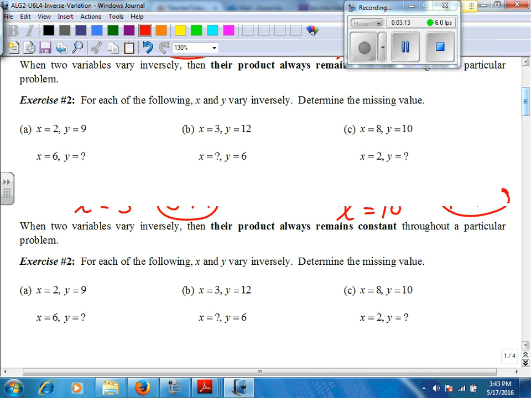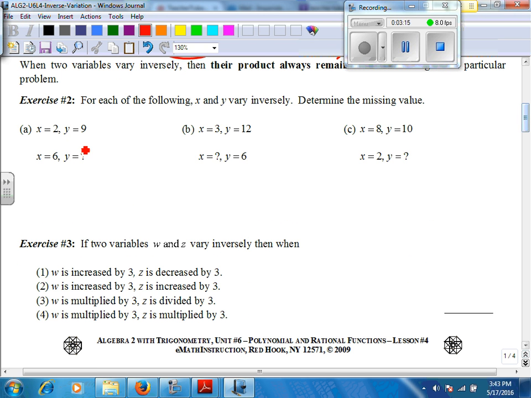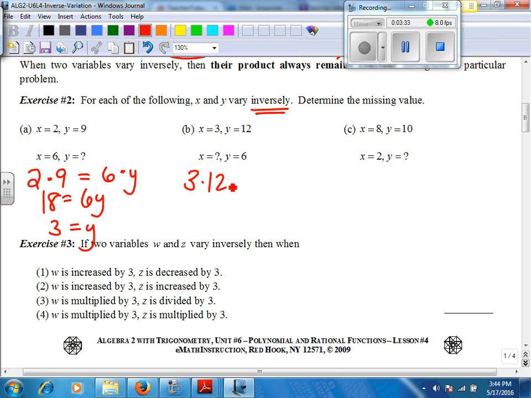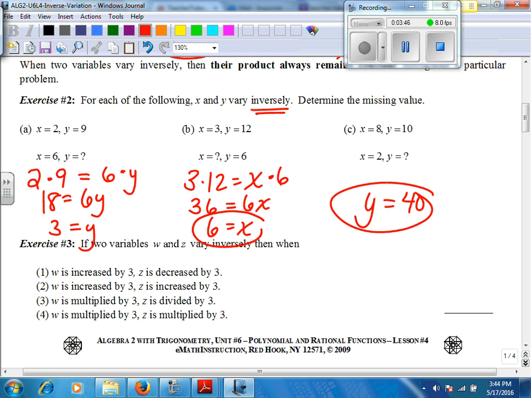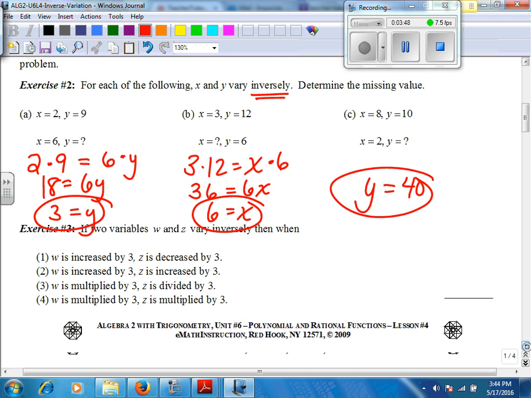Okay, these are pretty easy in number 2. We're given x and y, x and question mark. So x times y here is equal to x times y here, if they're inversely related. 18 equals 6y, divide by 6, 3 equals y. Same thing for b. 3 times 12 equals x times 6. 36 equals 6x, divide by 6, x equals 6. Last one, when you solve that, y equals 40. So really, really easy when it's just numbers.